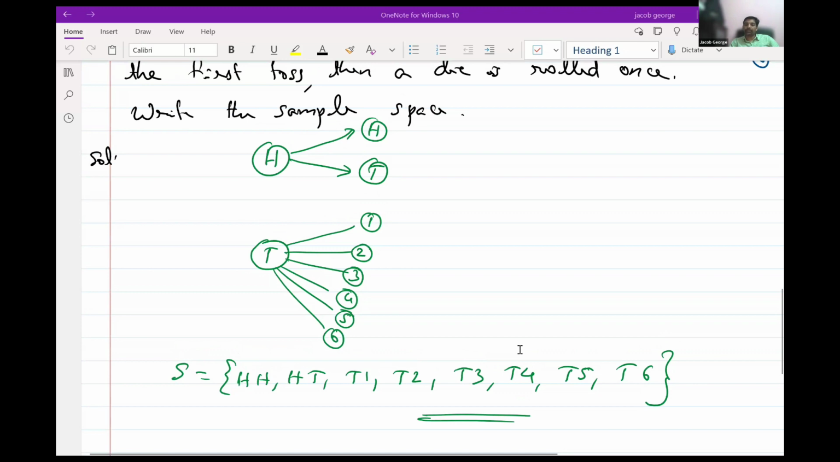Please note down the answer. Head or tail. With head, the coin is tossed again: HH, HT. And with tail, a die is rolled once.